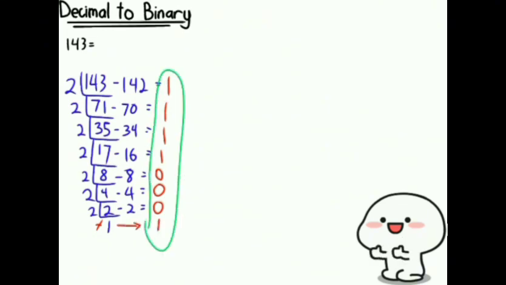And last, 2 divided by 2 is equal to 1. 1 times 2 is equal to 2, which also has no remainder. Number 1 cannot be divided, so it is considered as the remainder. This is the binary code of 143.